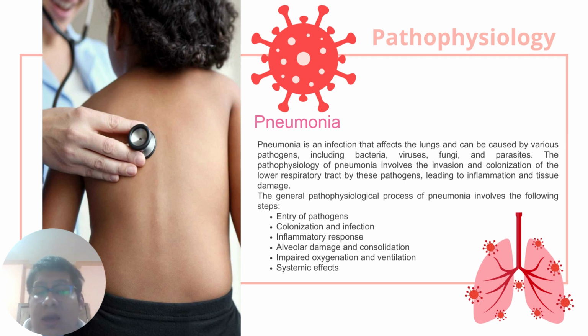Systemic effects. In severe cases of pneumonia, or when the infection spreads beyond the lungs, systemic effects may occur. The release of inflammatory mediators into the bloodstream can lead to systemic inflammation, fever, increased heart rate, and other signs of systemic illness.